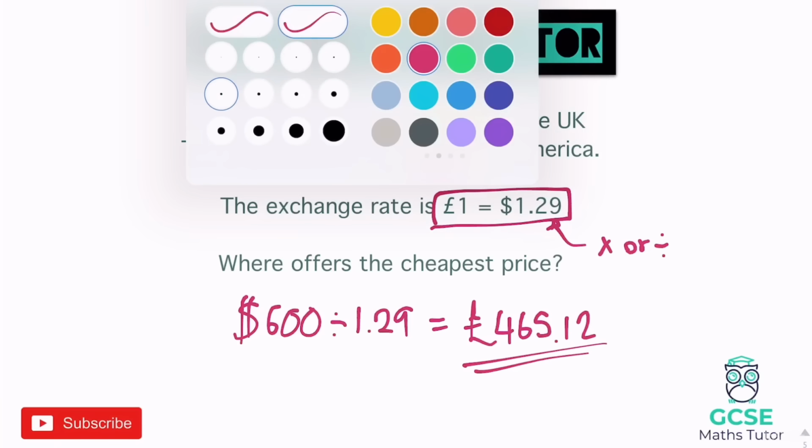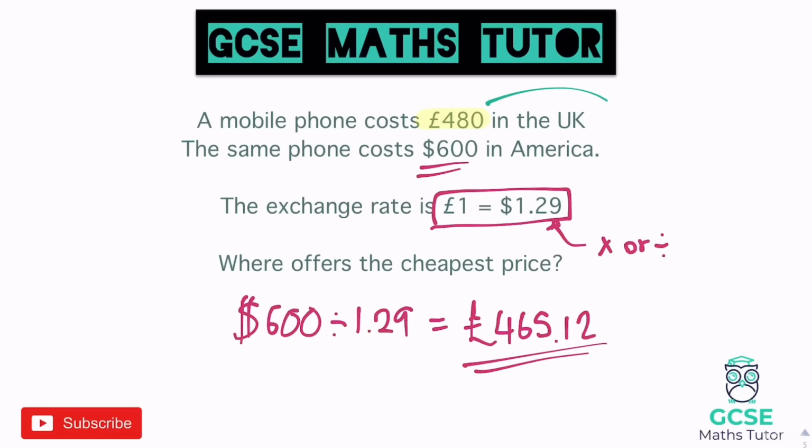Obviously there is another way of doing this. We could convert them both into dollars. So instead, what I could do is times this number here by 1.29, and 480 times 1.29, if again we work that out on the calculator, gives us an answer, in dollars, of $619.20. And again, that's more than $600, so again we would state that it's cheaper in America.